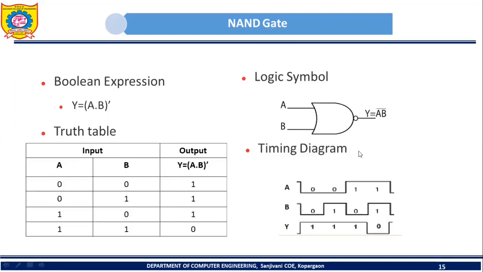Then timing diagram. This is the timing diagram for NAND gate. You can see here A, B, and Y. See A and B, they are 0, 0. When A and B are 0, 0, what will be the output of NAND gate? Output of NAND gate will be 1. That's why you can see 1 here. Similarly for input combination 0, 1 and 1, 0, output of NAND gate will be 1. But when input A and B are 1, 1, what is the output? 0. That's why here you can see 0 in this timing diagram.